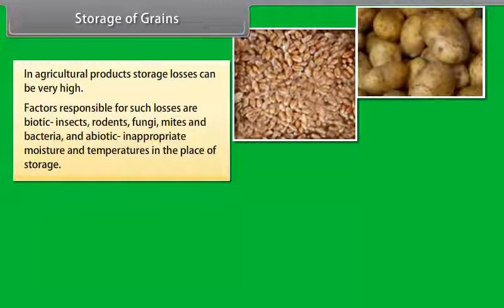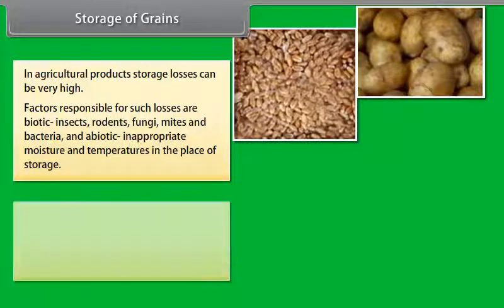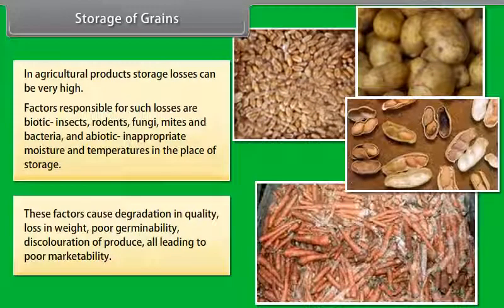Factors responsible for such losses are biotic: insects, rodents, fungi, mites and bacteria; and abiotic: inappropriate moisture and temperatures in the place of storage. These factors cause degradation in quality, loss in weight, poor germinability, discoloration of produce, all leading to poor marketability.